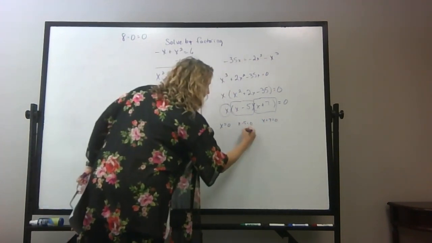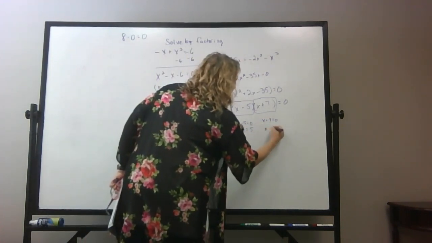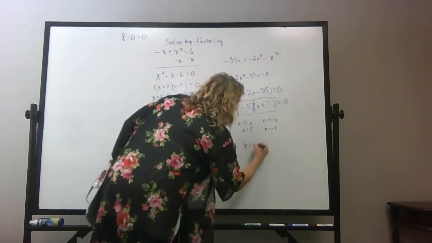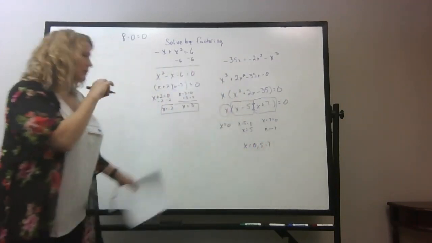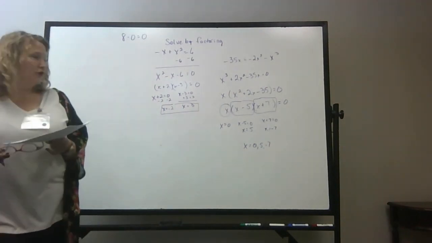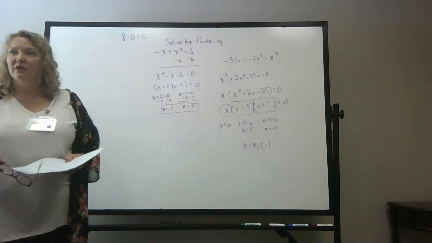Here, move the 5, so x equals 5. Here, move the 7, so x equals negative 7. So my answer is x equals 0, 5, or negative 7. You could actually write it as negative 7, 0, 5, just to put it all in numerical order. All right, so I've got three different values for x.